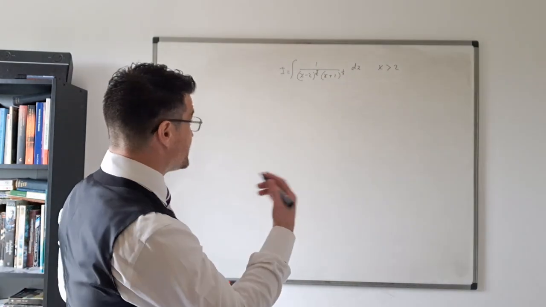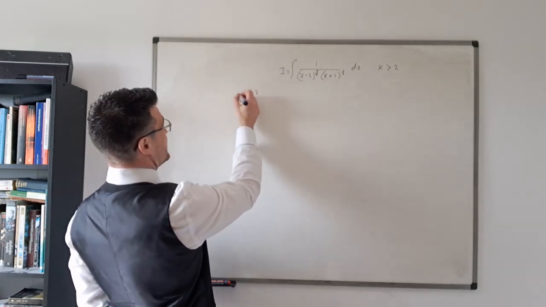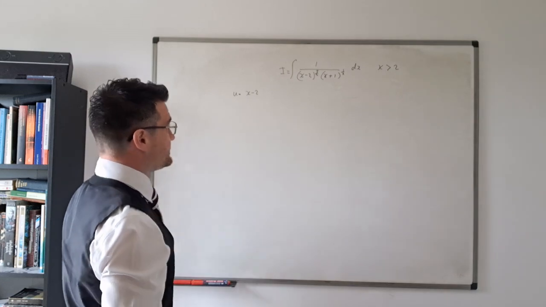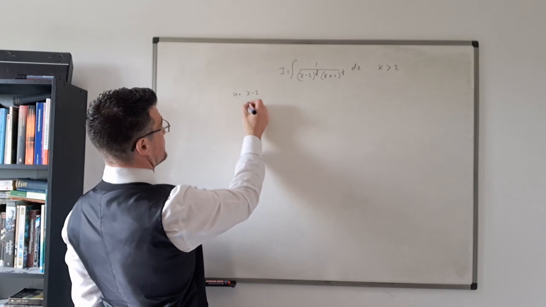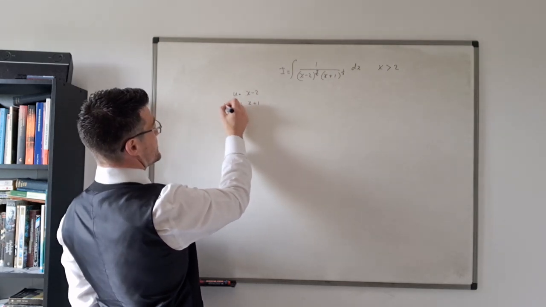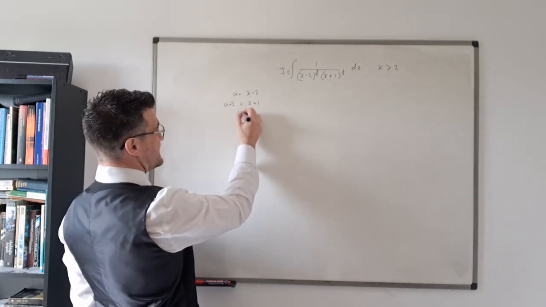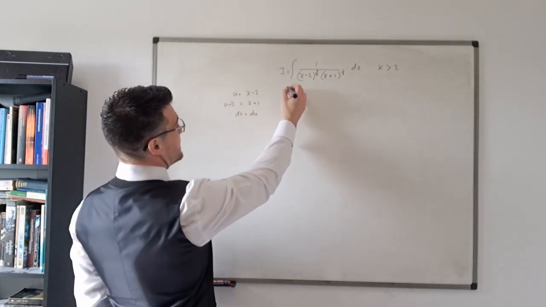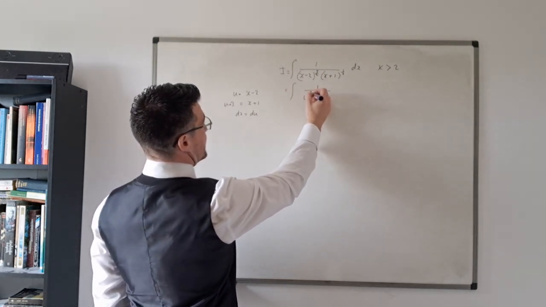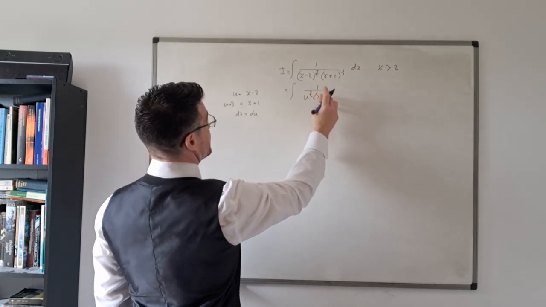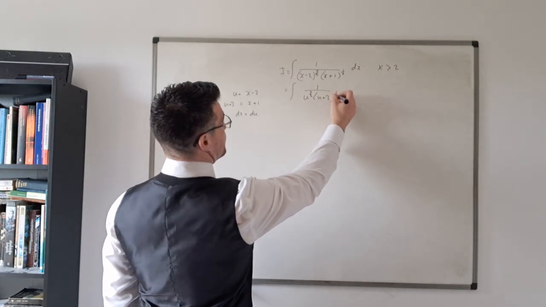Okay, so the substitution that I made, fairly early on actually, was u equals x minus 2. So in that case, we get x plus 1 is going to be equal to u plus 3. du by dx is equal to 1, so we get dx is equal to du. And therefore, this becomes 1 over u to the power of 3 halves, u plus 3 to the power of a half du.